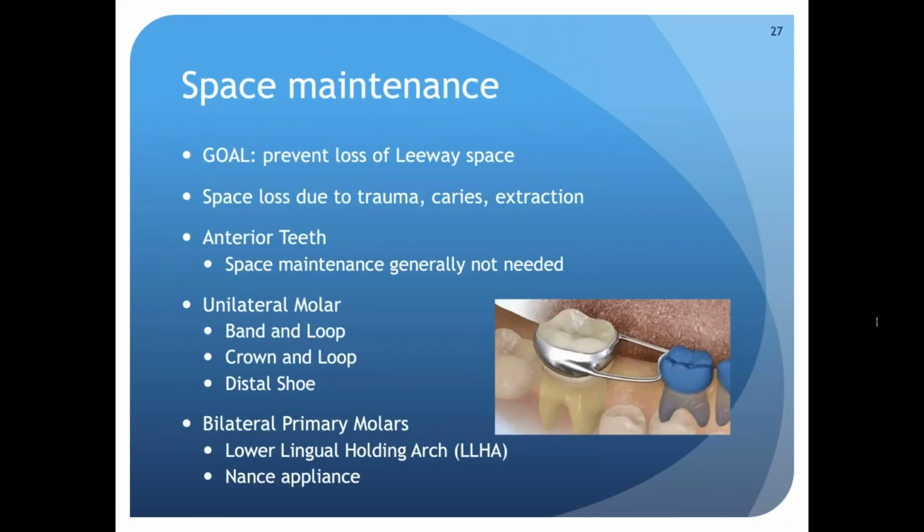So let's talk about space maintenance. We're going to go back to our leeway space. Like I said earlier, you can lose space due to trauma, caries, again interproximal caries, and extraction. For anterior teeth, space maintenance is generally not needed. If we lose a unilateral primary molar, band and loop, crown and loop, and distal shoe are all treatment options, and I'll talk about those specifically. If we lose bilateral primary molars, a lower lingual holding arch or Nance appliance are good options for us.